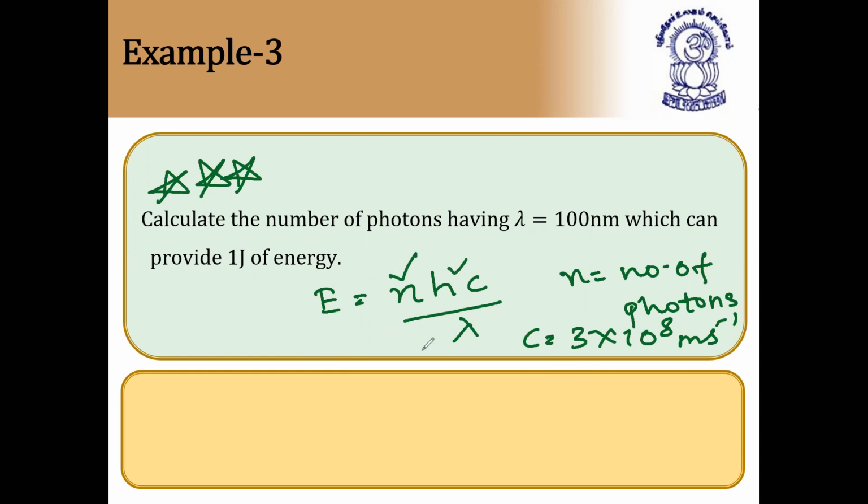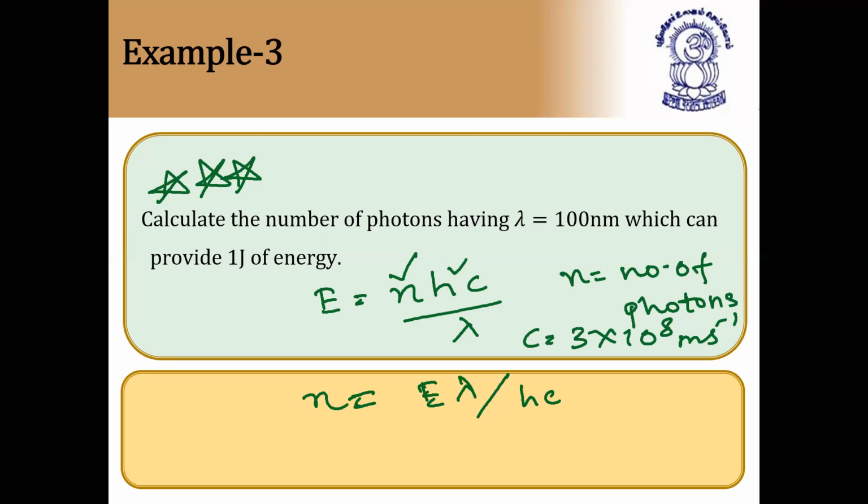So by this you can write n is equal to E lambda by hc. E lambda by hc, that is 1 into lambda by hc. You substitute this formula straight away and take the values. The E value is given, and the lambda value is given. The h value you know, the c value you know. By substituting all of this, you'll get the answer.